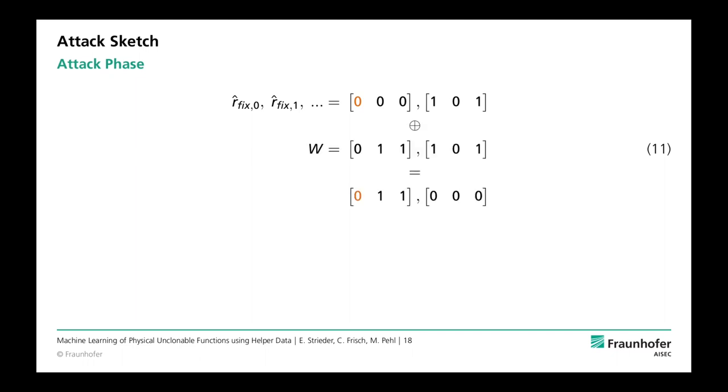As in the fuzzy commitment scheme, we XOR the path response with the helper data. This means the code word has the wrong bit too. However, after the repetition code, the false bit is corrected and the secret is derived. That is the end of our attack sketch. As already mentioned, for more complex codes, the XOR equations are more difficult to derive, and more XORs are involved.